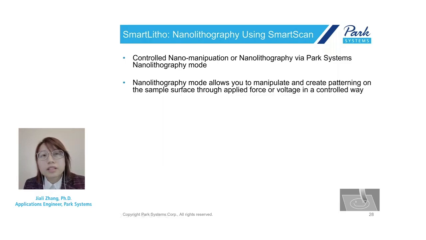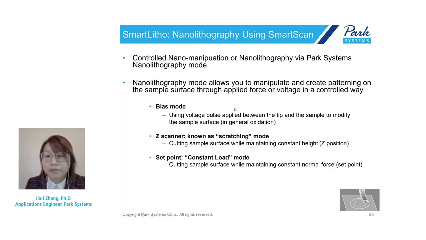So another recent innovation in our SmartScan is the SmartLitho, which is a nanolithography using SmartScan. It is a controlled nanomanipulation via Park Systems nanolithography mode, which allows you to manipulate or create patterns through a controlled applied force or voltage, such as bias mode, Z-scanner mode, or set point mode.